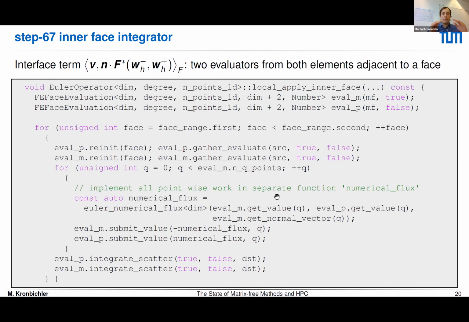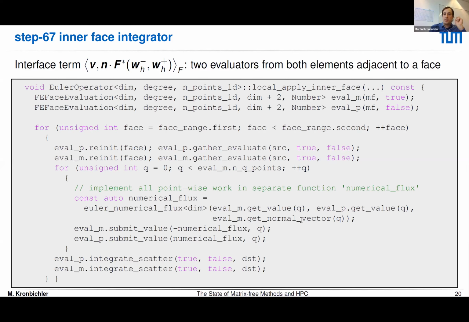We have a DG method, so we need to have jump terms over the interfaces. At interfaces, we have two solutions which meet, so we have two evaluators from both sides. And all we need to specify is how we work at the quadrature point level. Again, it's essentially a two-liner: we compute a numerical flux, which gets in my value from the evaluator on the minus side and on the plus side.